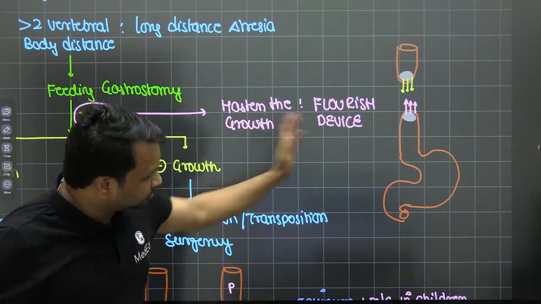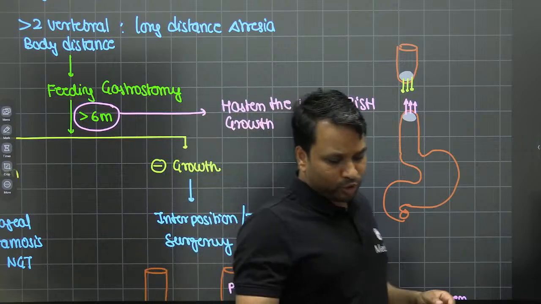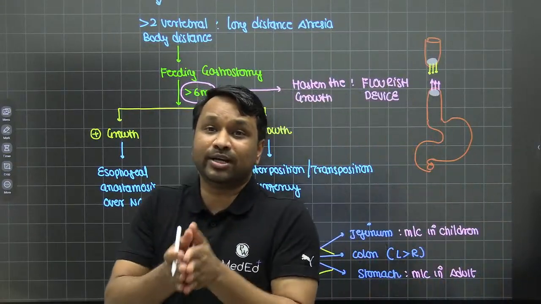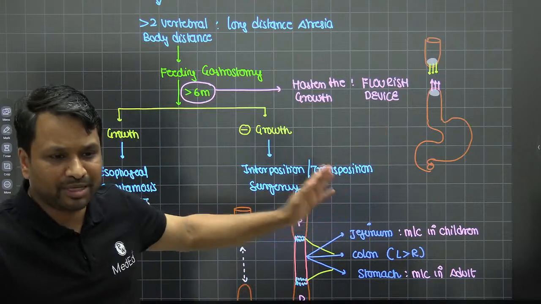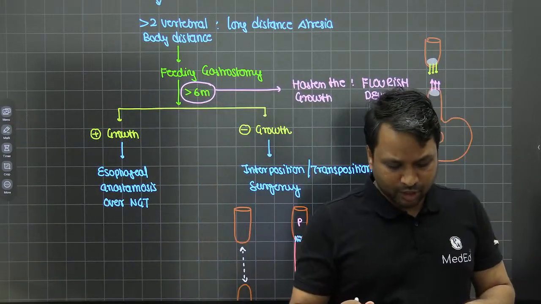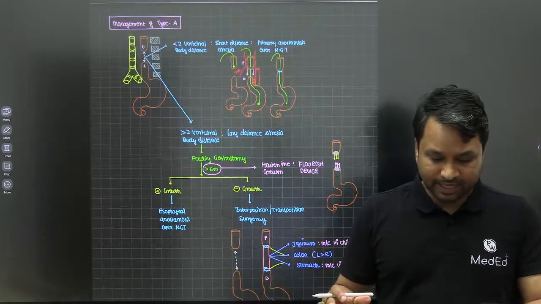So to hasten the growth pattern, this is what we do, which is called the flourish device. That flourish device puts you where exactly you want it, so this wait period can be reduced to 2 to 3 months. But again, not a very popular technique, but we still discuss it for our exam purposes. Okay? So this is how you're going to manage your type A variety.